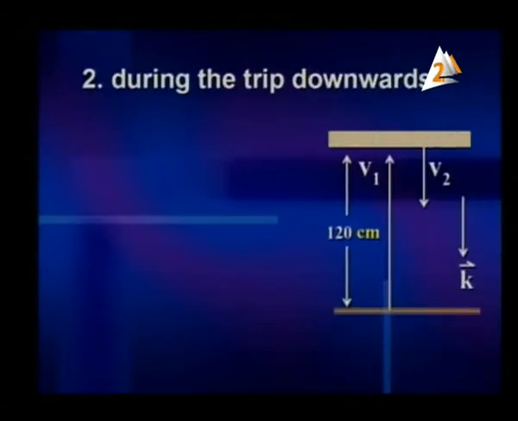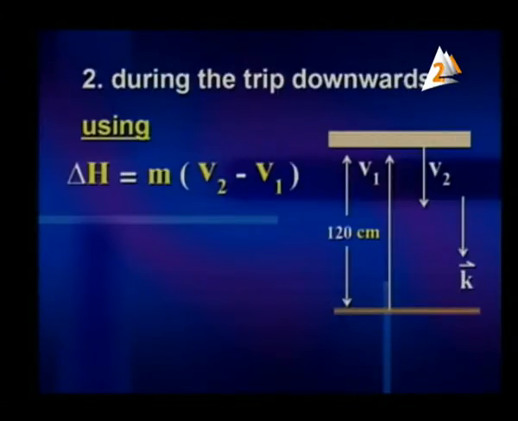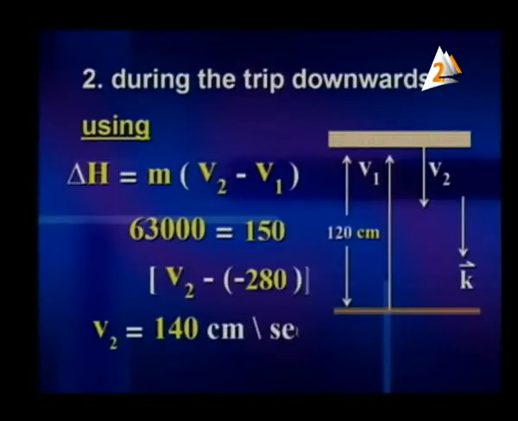But during the trip downwards, using delta h equals m times (v2 minus v1), and delta h equals 63,000 equals 150 times (v2 minus negative 280), then v2 equals 140 centimeter per second. Now let's go to a new example.